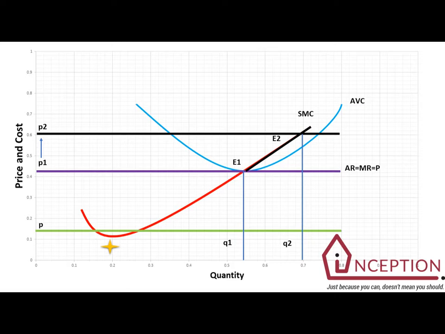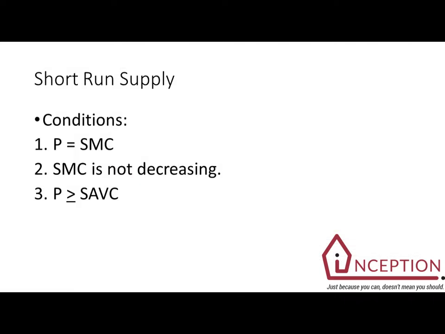Now, it is in sync with that because if you look at the three conditions in the bottom, it says that price is equal to the short-run marginal cost. The short-run marginal cost is not decreasing, and the price is greater than the short-run average variable cost.